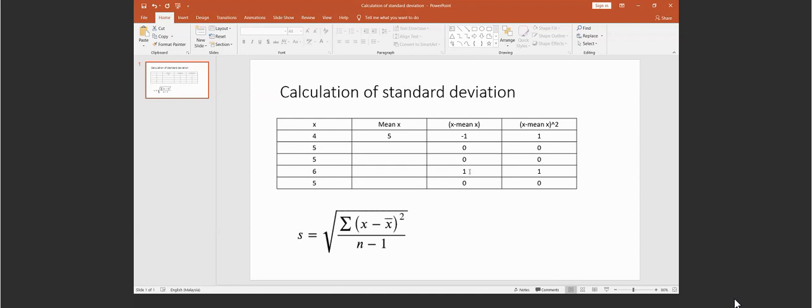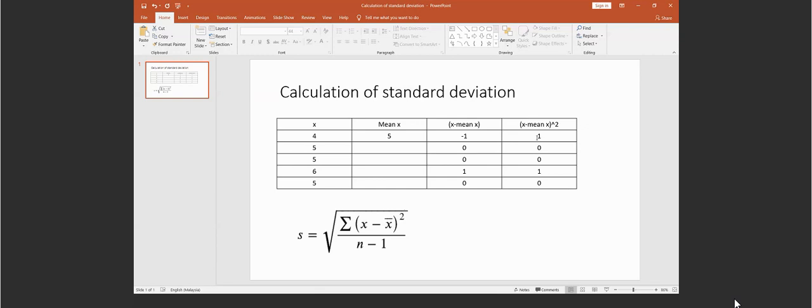So the third column also 5 minus 5 equal to 0. The fourth column 6 minus 5, we get 1. And last one 5 minus 5, you get 0. The second column is the X minus mean X power by 2. So because we want to fulfill this formula. Okay, here, why we get 1?